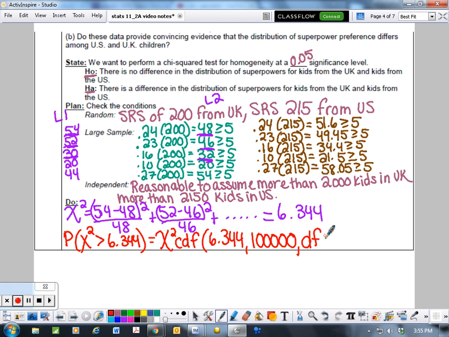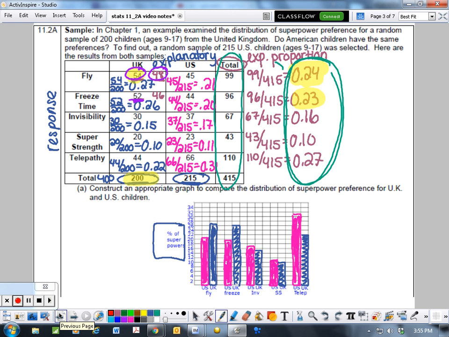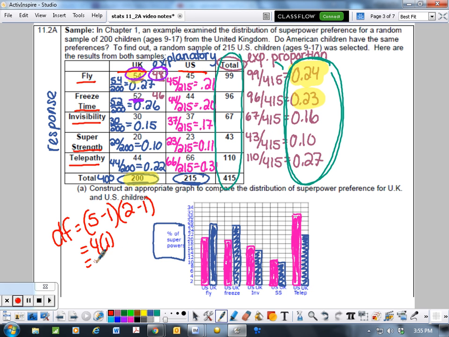So let's think about this. Let's go back and we'll talk about how to do that degrees of freedom. So here we had 1, 2, 3, 4, 5 categories. So for degrees of freedom, I'm going to do 5 minus 1, and I'm going to times that by the other variable. So my other variable was 1, 2 minus 1. So this gives me a degree of freedom of 4 times 1.